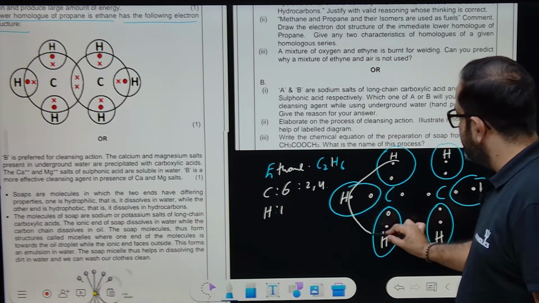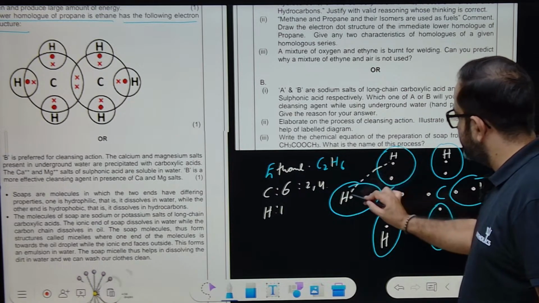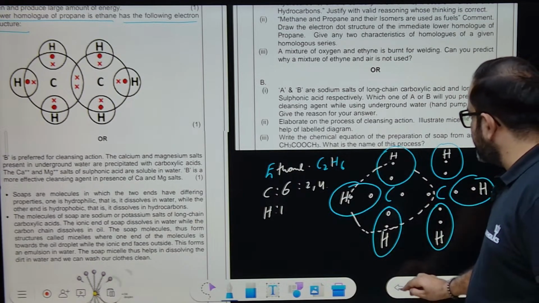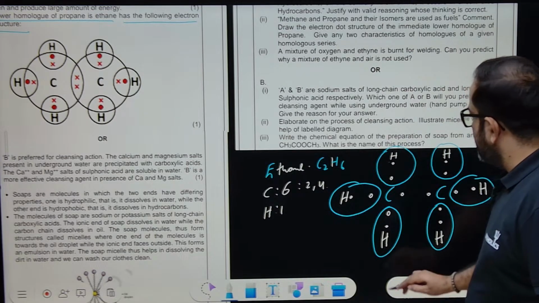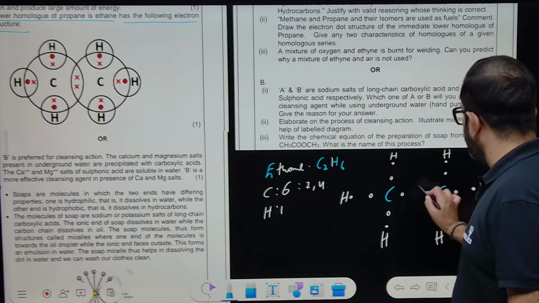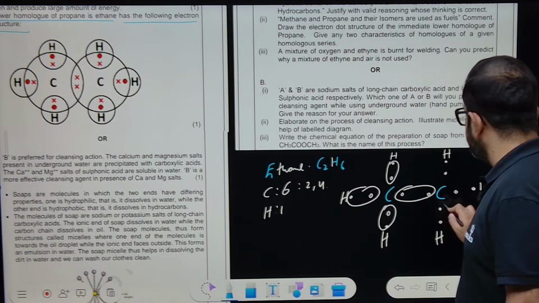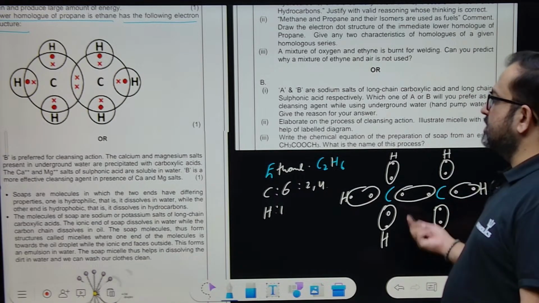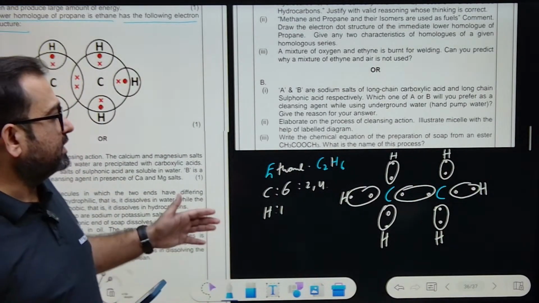You have to make some good diagram. I have drawn it rough like this. Or let me make it from different colors. Wait. Instead of this, you can draw like this also. This is the sharing. You can draw like this also. Okay. This is the sharing. Fine. So this is also the electron dot structure for the carbon compound which is named ethane, right?